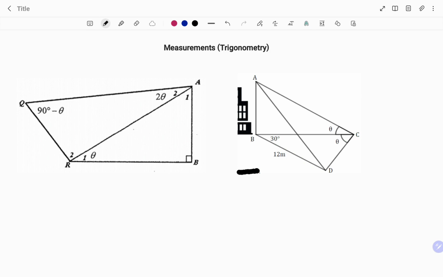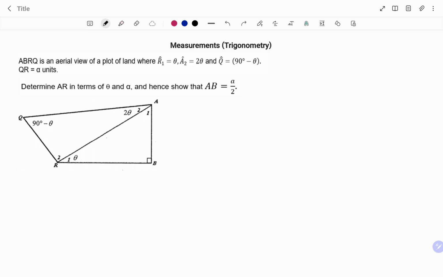We're going to start with the first part of the question that says determine AR in terms of theta and a. To determine line AR, we're going to use the triangle AQR as highlighted below. Because it's not a right angle triangle, we're going to use either the sine rule or cos rule. We've been shown from the question that the line QR is equal to a unit, so I'm going to slot that in the diagram.